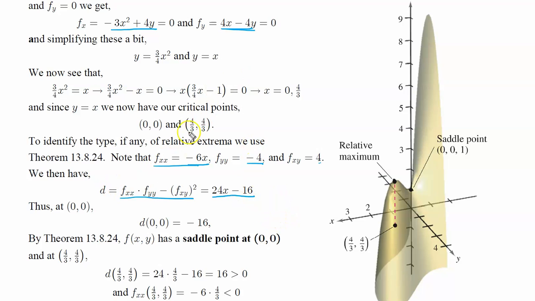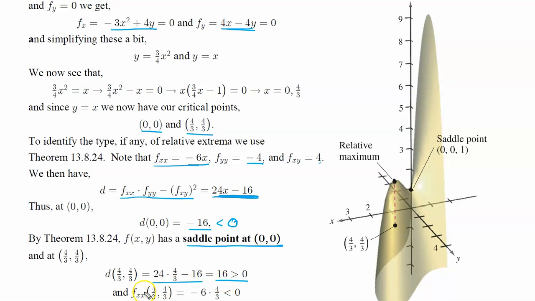Now we need to evaluate D at these 2 points. So first of all, D at (0, 0) is negative 16. Okay, that is less than 0, so we know right away that we have a saddle point at (0, 0). Then putting in 4/3 in here for x and y, well, we only have an x. We get this, which is 16, which is positive.